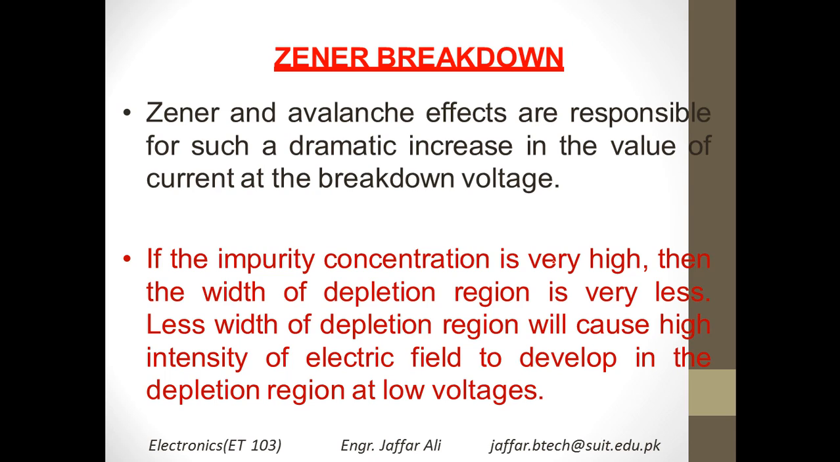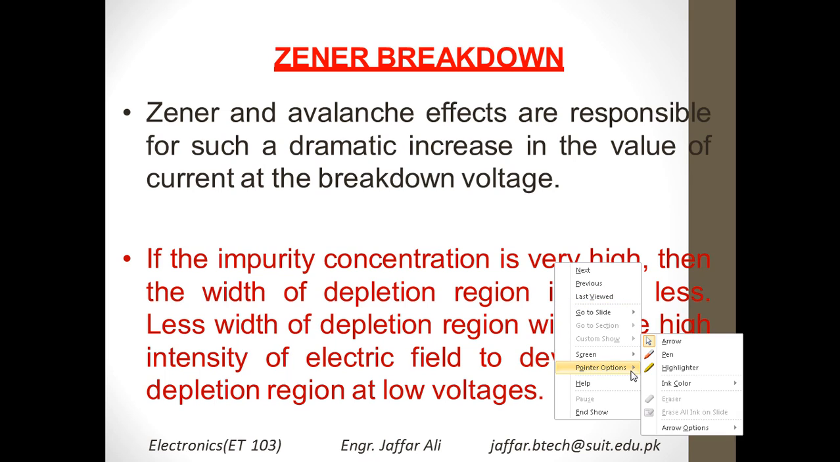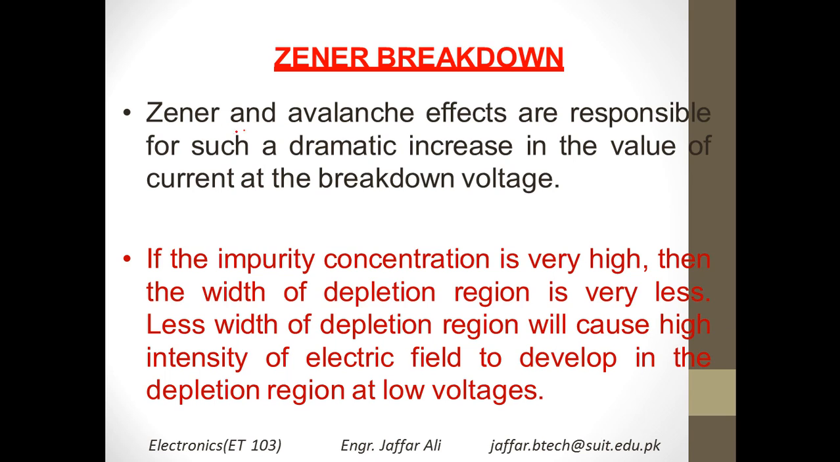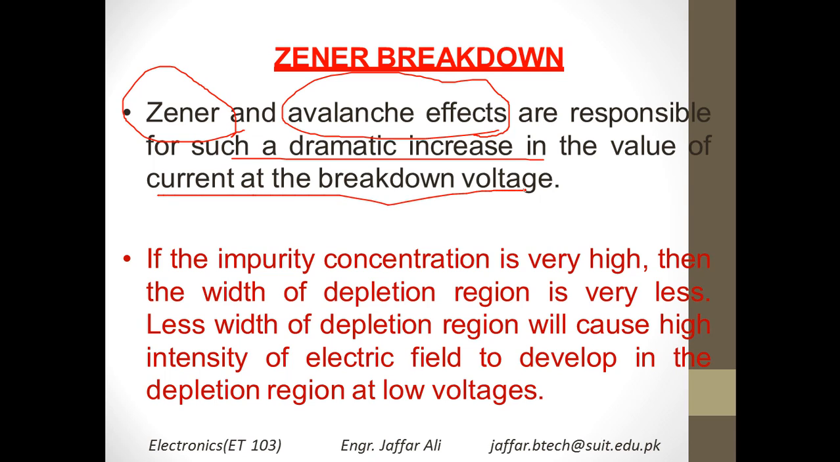Now coming towards the Zener breakdown, we have discussed that Zener and avalanche are two effects. One is on low voltages and one is on high voltages. We have discussed in the previous slide that Zener operates at low voltage and avalanche effects occur at high voltage. These both are responsible for the dramatic increase in the value of current at the breakdown voltage.